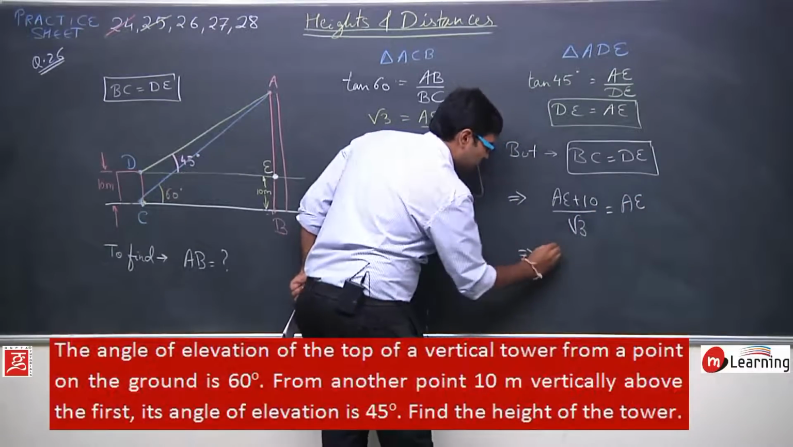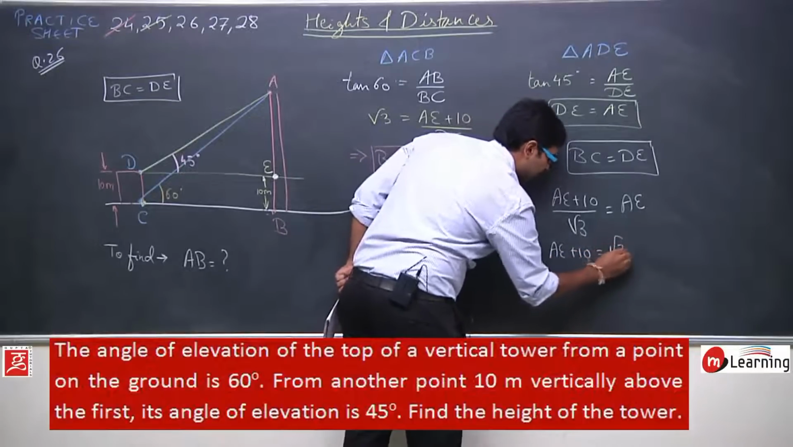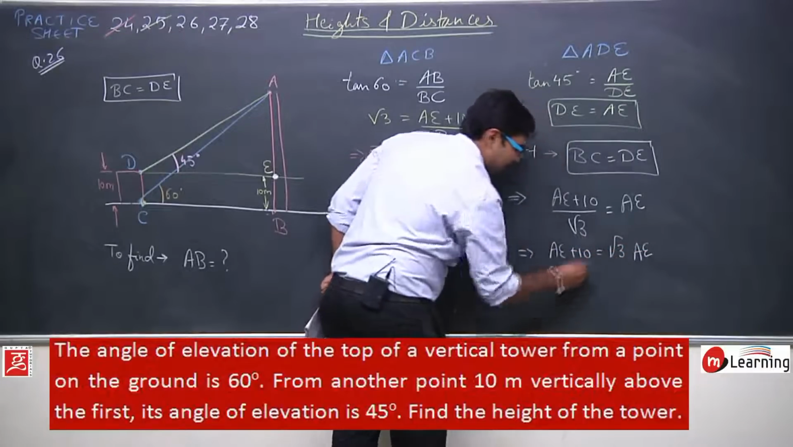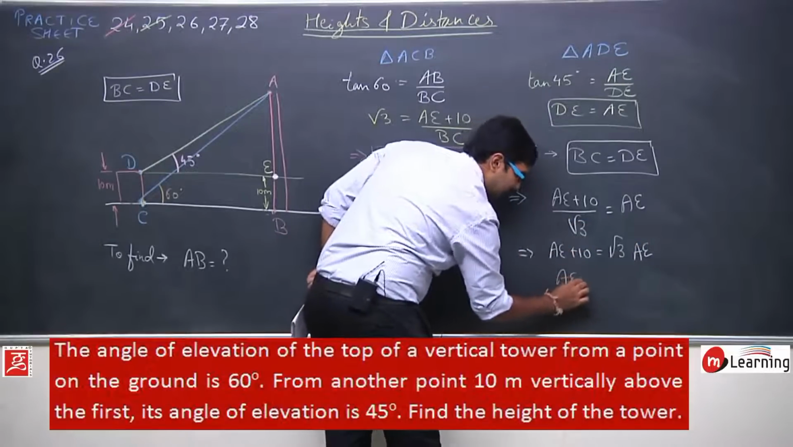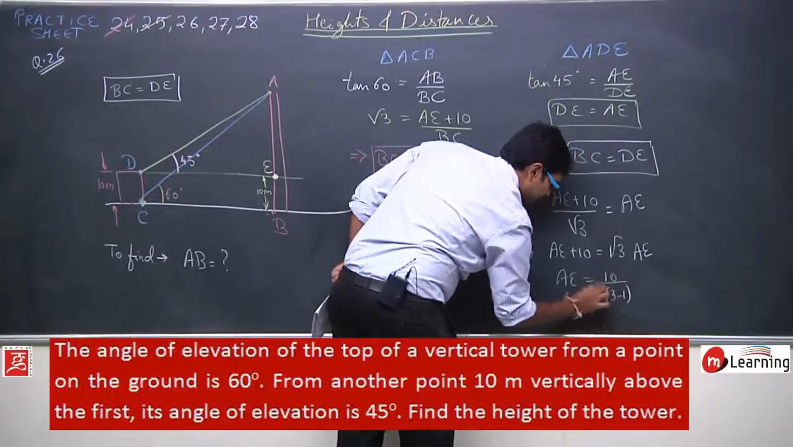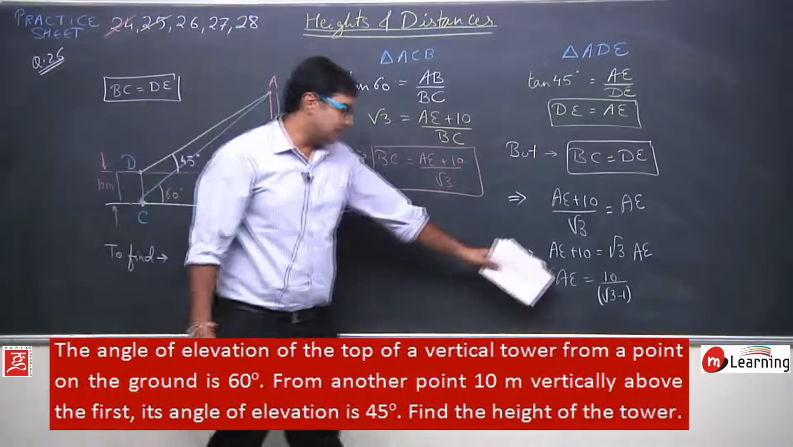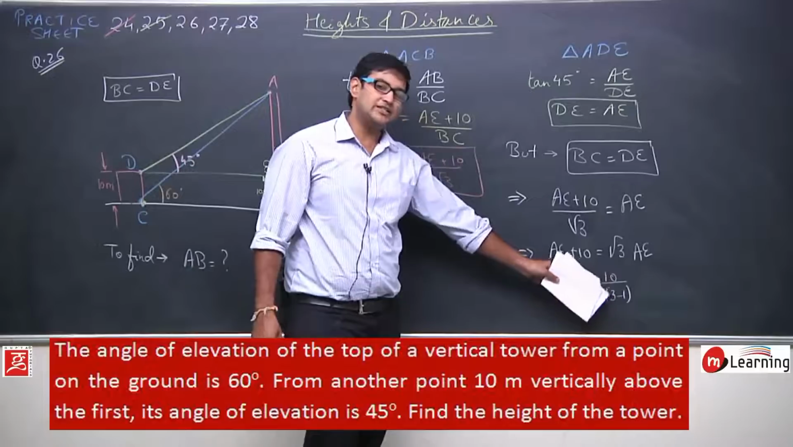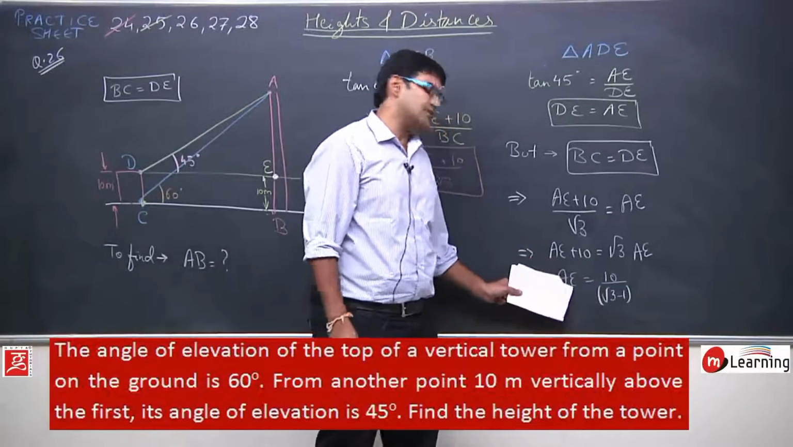So this will give you AE plus 10 equals root 3 AE. Okay, and from this if I shift this AE there, I will get the value of AE equals 10 upon root 3 minus 1 meters. Now since we have an irrational denominator, what will I do? I will rationalize this denominator. I will rationalize this value.